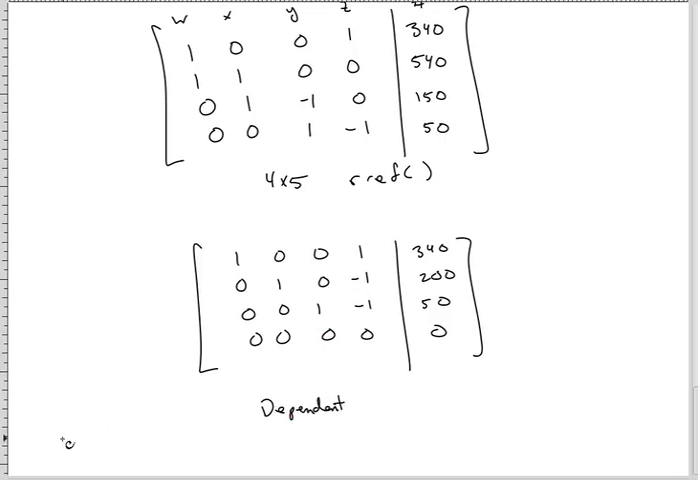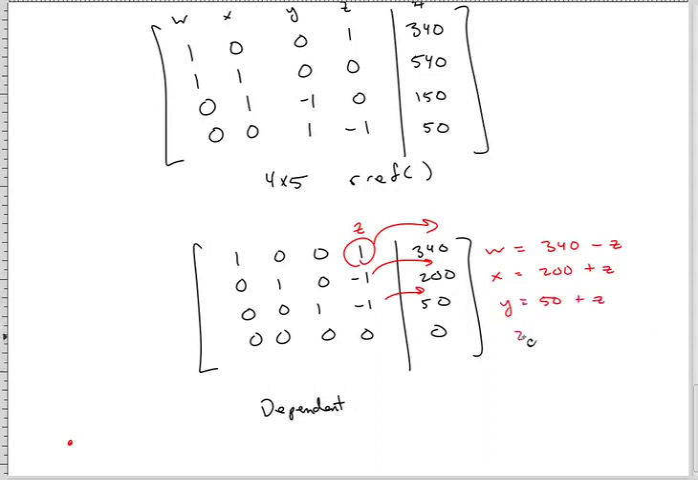So in order to get the answers, it's actually kind of fast if you've been picking up on some of the patterns. This is the Z column, and if I technically just move them over to the other side, that means change their sign, then you automatically get your answers. So W is equal to 340 minus Z. X is equal to 200 plus Z. Y is equal to 50 plus Z. And again, if they ask, what is Z equal to? It's equal to Z. Okay, awesome.